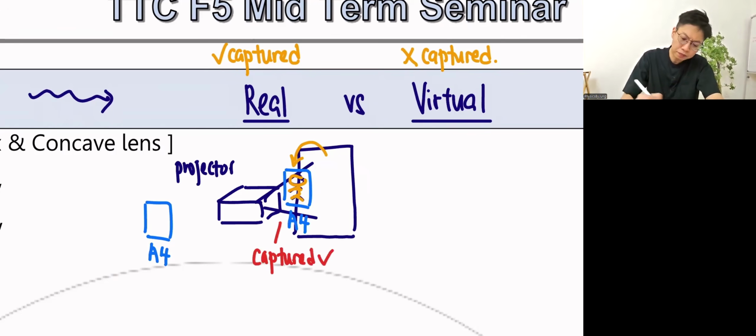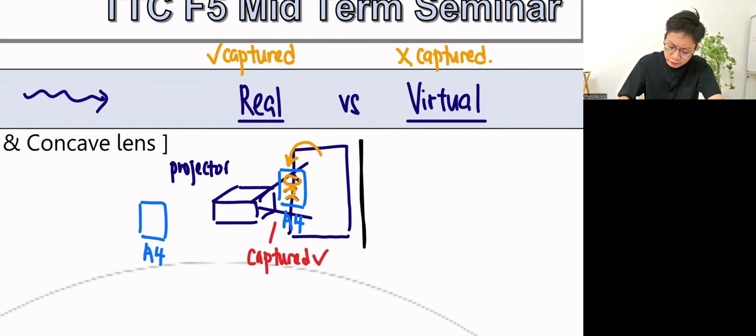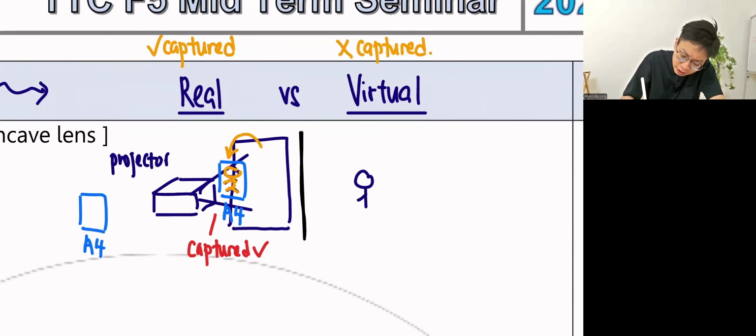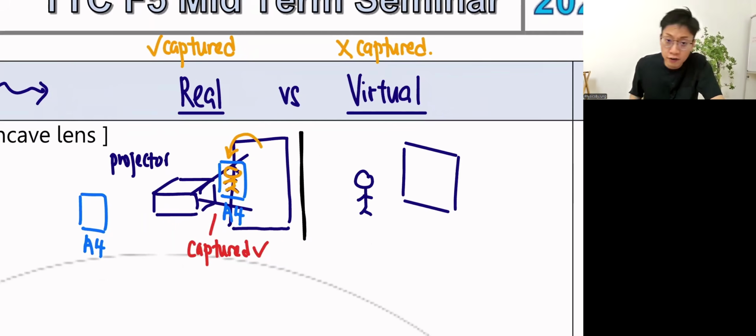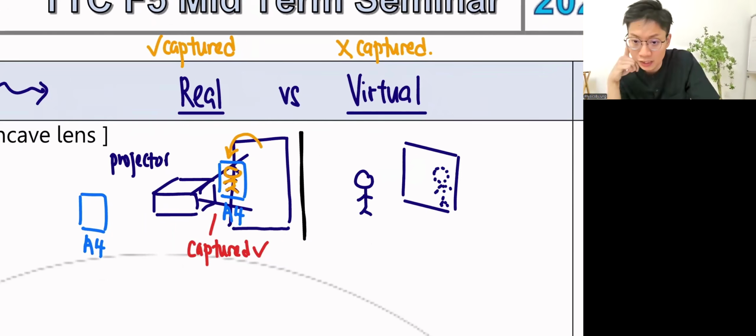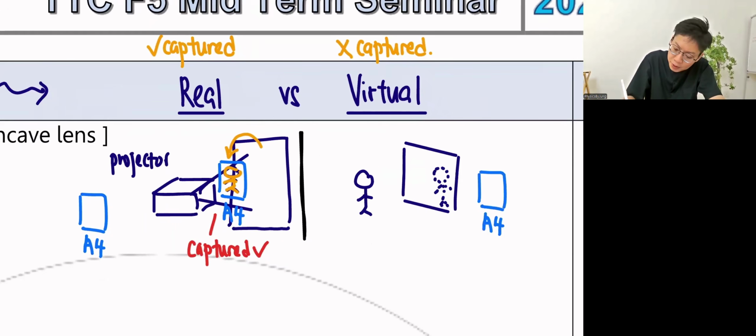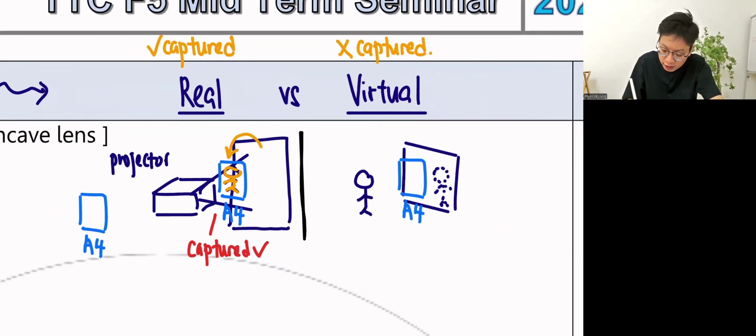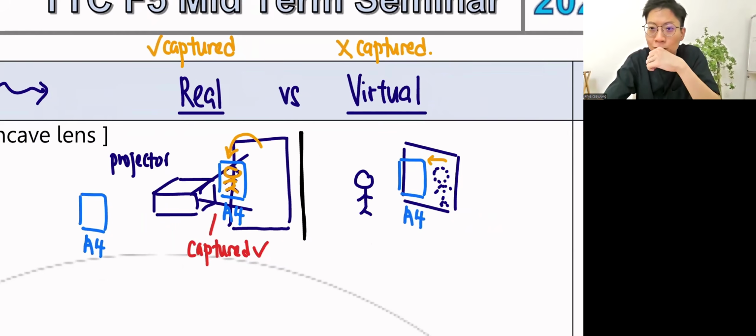Number 2. If you want to talk about a virtual image, how do you check it? Imagine I'm standing in front of the mirror. Obviously, there is an image of me inside the mirror, right? If I take the A4 paper and put it here, will my face form on the A4 paper or not? Yes or no?